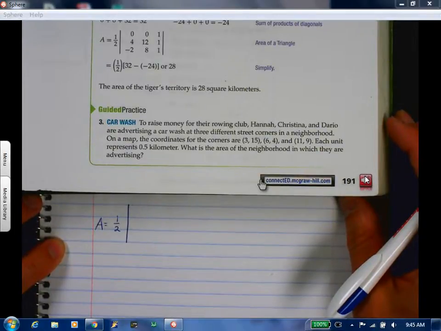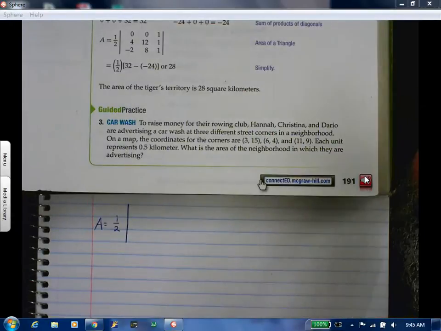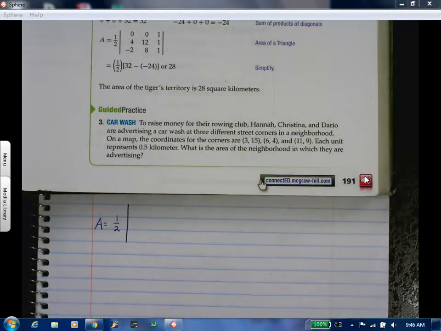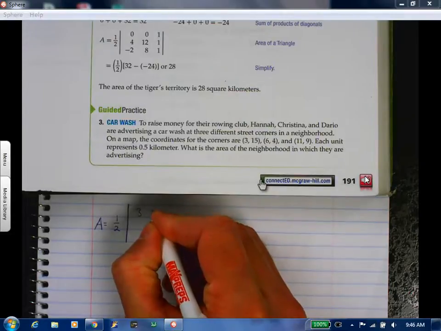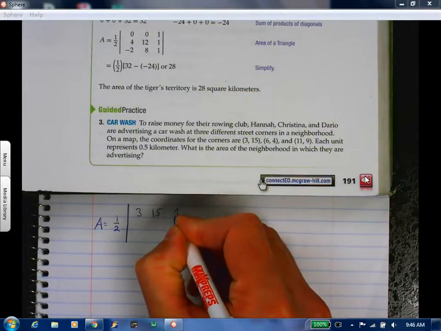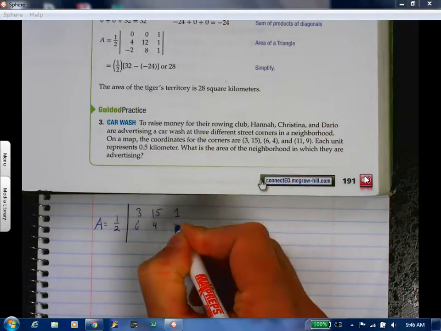We should read the problem first. Raise money for a rowing club. They advertise a car wash at 3 different street corners in the neighborhood. So there are your ordered pairs. Each unit represents a half kilometer. So these ordered pairs, these are just what's going to go in here. So 3, 15, 1, 6, 4, 1, 11, 9, 1.